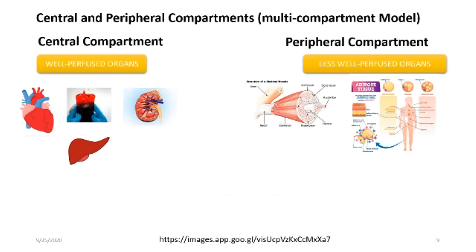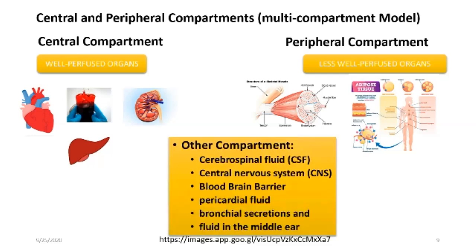There are some special compartments that need mention, however, and these compartments are found in areas where access to them is very limited because of the structures that are there. Okay, so for example, entry of drug into the cerebrospinal fluid and the central nervous system is restricted because of the structure of the capillaries that are in that area. The blood-brain barrier, again, limits certain drugs from entering that area because of the structures around it, and other areas such as the pericardial fluid, bronchial secretions, and the fluid in the middle ear.